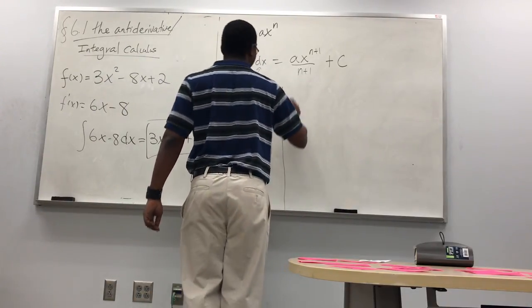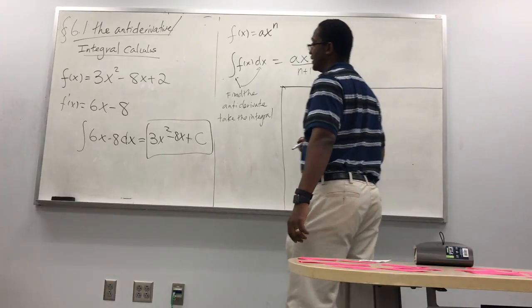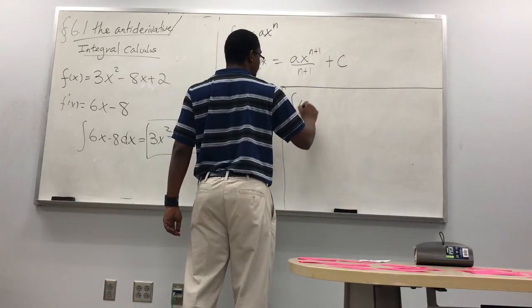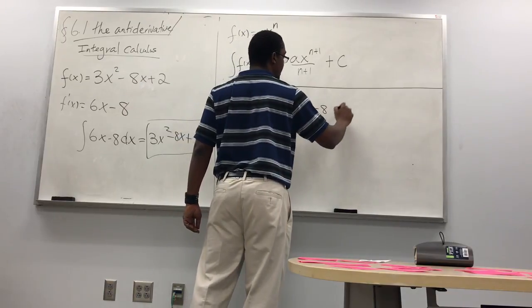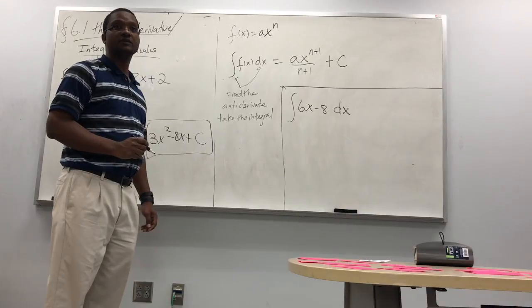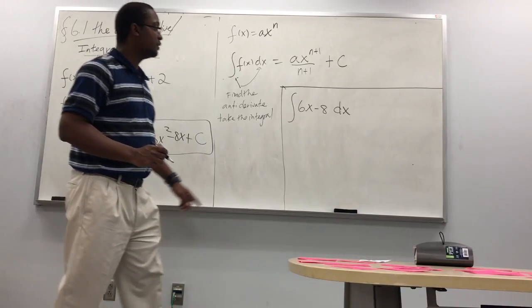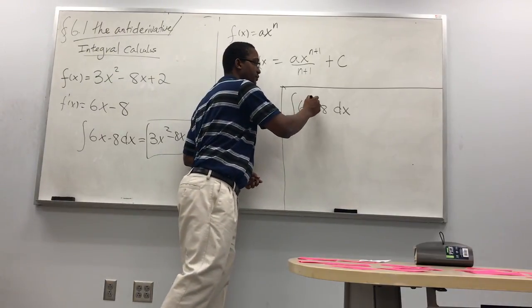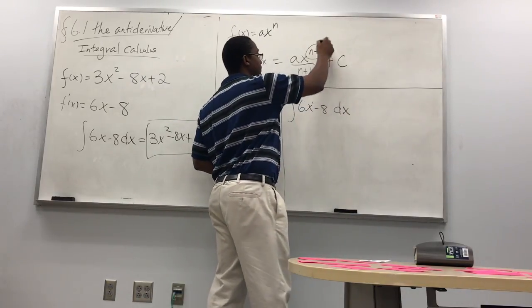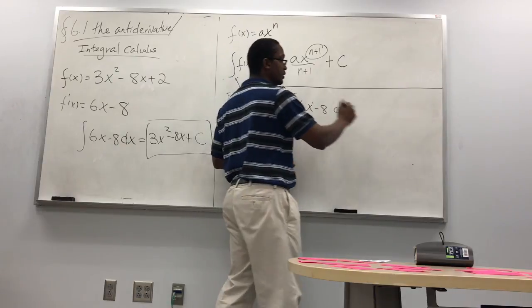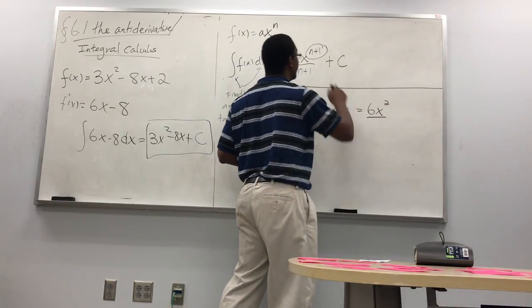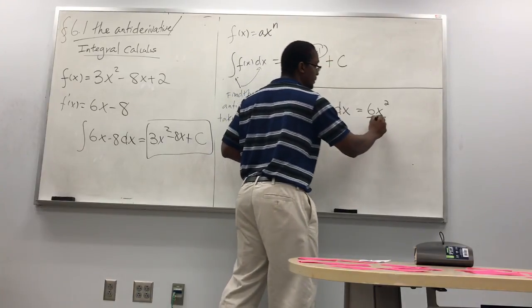Let's look at an example. In fact, let's redo the same example we just did right here. So I want to find the integral of 6x minus 8 dx. What's the power of x right here? 1, right? And so what I need to do is add 1 to that power. What's 1 plus 1? 2. So this right here is 6x squared, and then I have to divide by the same number. I have to divide by 2.